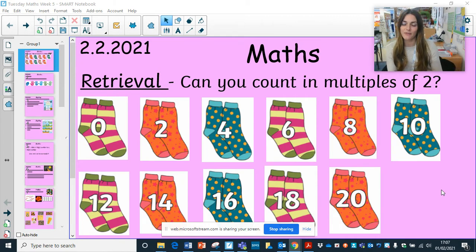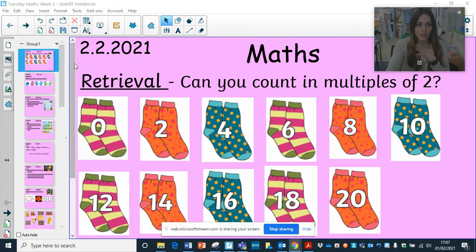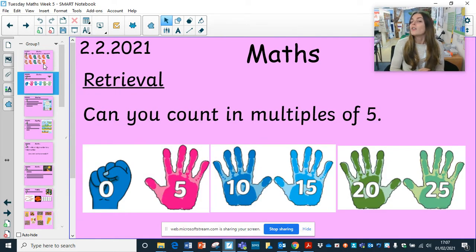So first of all today, your retrieval, recapping some previous learning. You have got to count in multiples of 2, so in your pairs, which is why we've got pairs of socks there to support you, up to 20. If you want to go a bit further, then please do. You've then got your counting in multiples of 5, in your 5s. Again, you can go up to 25, or if you want to challenge yourself, go up to 50 or further. That is up to you.